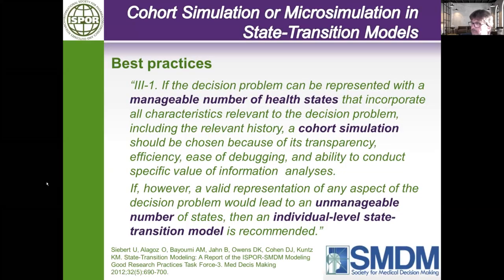In summary, when do we need it? When we have a manageable number of health states, we can use the cohort simulation that has been presented before. But if that number of health states is not manageable, and there's no fixed number, some people can manage more or less in their computer code or in their imagination. But when you want to put a poster on your door showing all the states of the model, then there may be a limit. That's where you go to individual level state transition modeling. It's a technical reason, because we cannot reflect all these states. That's what we call state explosion.